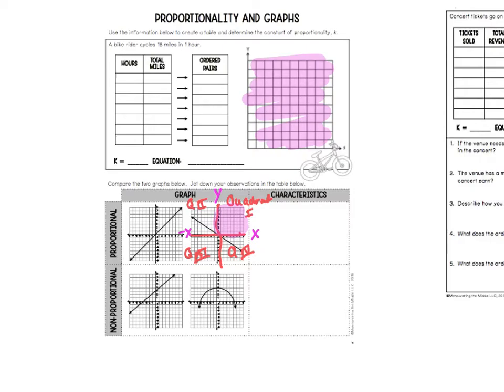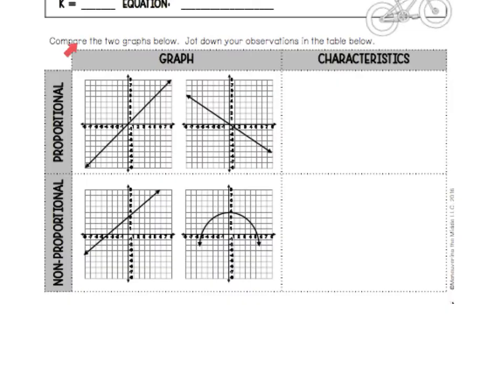So it says compare the two graphs below, jot down your observations in the table. We're going to go just directly here, but we will talk about some of the observations. We're going to discuss these two proportional graphs. And what I want you to know is they're both straight lines. So a proportional graph must have a straight line. It must be a straight continuous line.